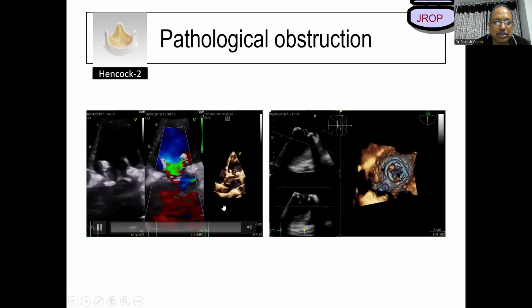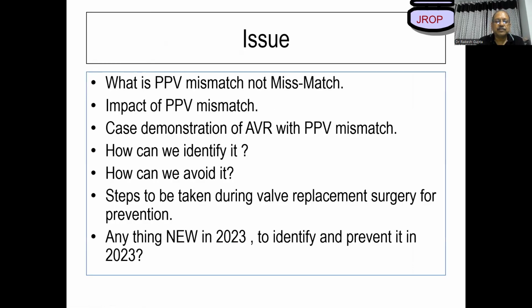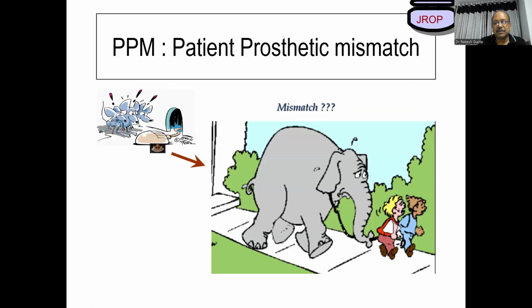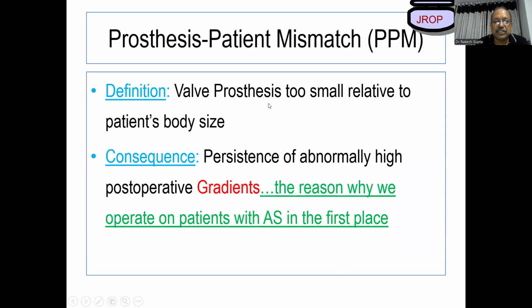This I showed you already. Somebody was asking me about a bioprosthetic valve. Look, this is a two-chamber view, and here's normal flow across the bioprosthetic valve, but significant regurgitation. So what is mismatch? This is what the mismatch is. Look, here is a tunnel, and here is a patient which has to be taken through this tunnel. So one is not created equal. This person is not equal to this person. So the definition is: valve prosthesis is too small relative to the patient's body size.